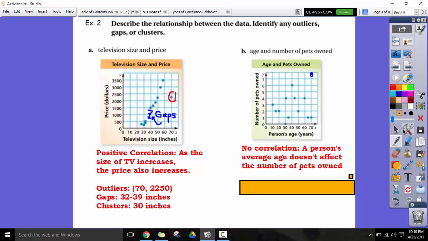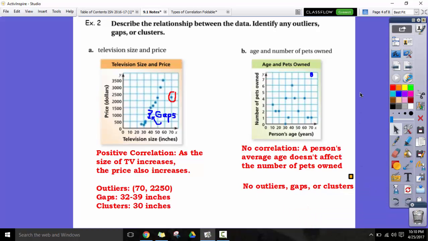Okay, she might be an outlier. But in general, there are no clusters. They're all outliers because if there's no correlation, they're all over the place. And there are really no gaps either because there can be a lot of empty space in no correlation. So there are no outliers, gaps, or clusters.